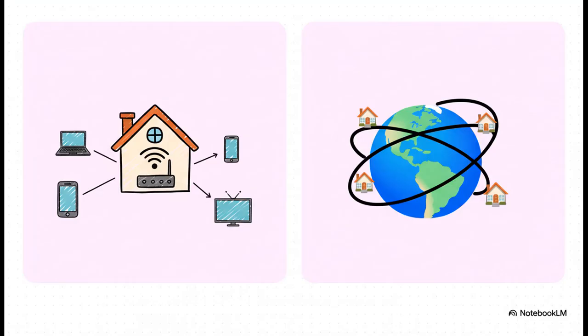So at the most basic level, you've really got two kinds of networks. First, there's the one in your house, right? The one that connects your laptop, your phone, your TV. That's a local area network, or LAN. But then you have these massive networks that connect all those little LANs together, across cities, countries, even oceans. Those are wide area networks, or WANs. And the internet? Well, that's the ultimate WAN.